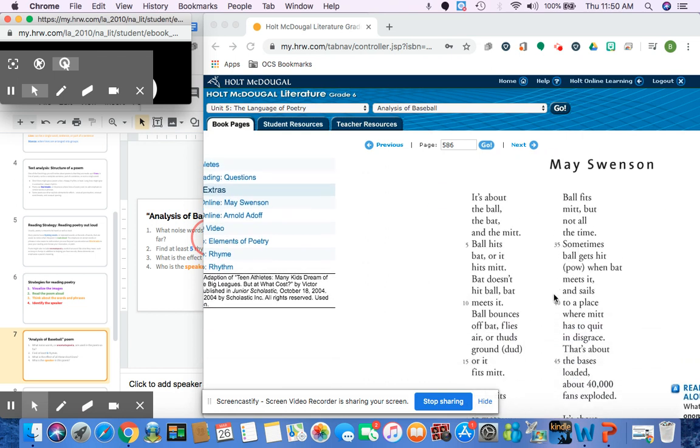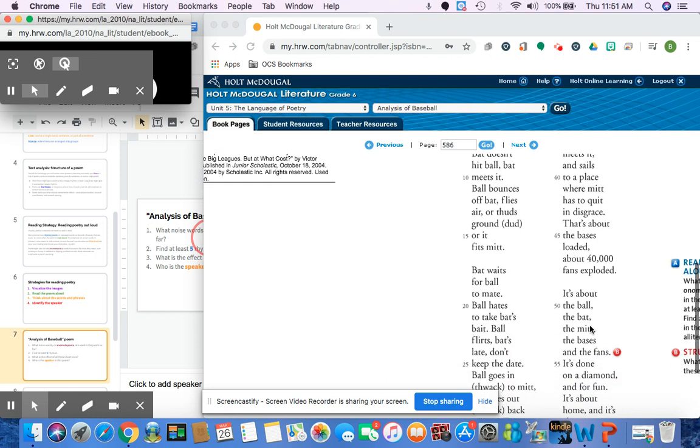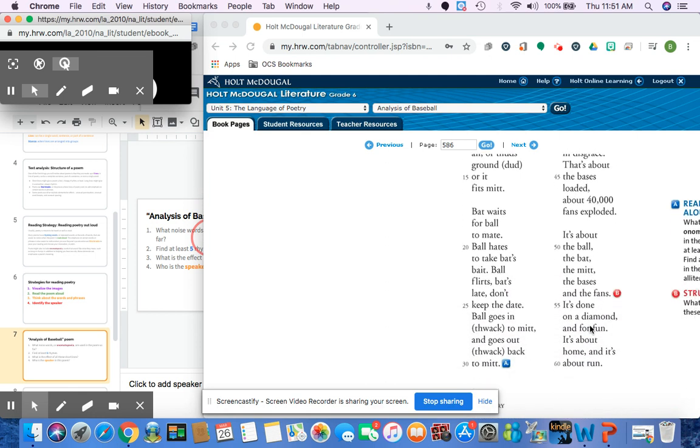Sometimes ball gets hit, pow, when bat meets it, and sails to a place where mitt has to quit in disgrace. That's about the bases loaded. About 40,000 fans exploded. It's about the ball, the bat, the mitt, the bases, and the fans. It's done on a diamond, and for fun. It's about home, and it's about run.